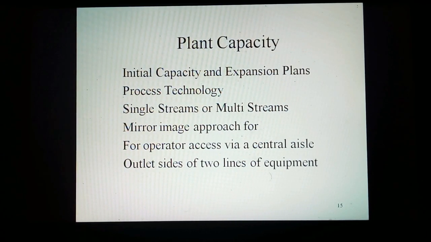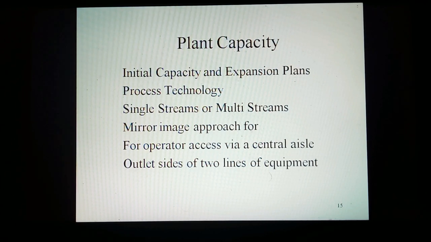Plant capacity. It is important not only to know the initial capacity but also to have a good feel for how much a plant might be expanded in the future, as well as how likely the process technology is to be modernized. These factors indicate how much space should be left for additional equipment.